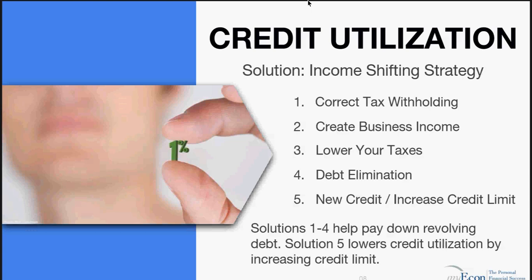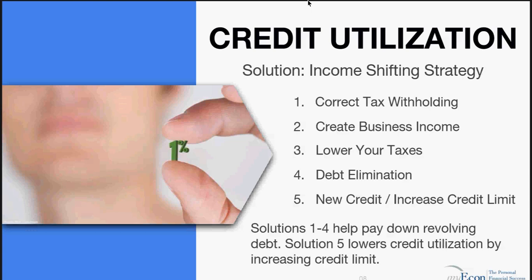You see, according to the IRS, 80% of taxpayers have their withholding form filled out incorrectly. So with the average refund being $3,100, this strategy literally could add an extra $255 per month back into a person's household. That money could then be used to catch up on debts, start rapidly eliminating those debts, thereby lowering their credit utilization. So the next strategy inside of the income shifting concept is creating business income.